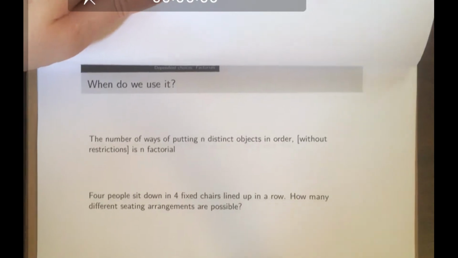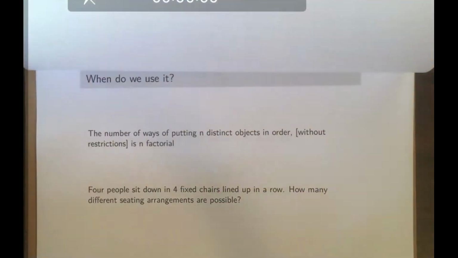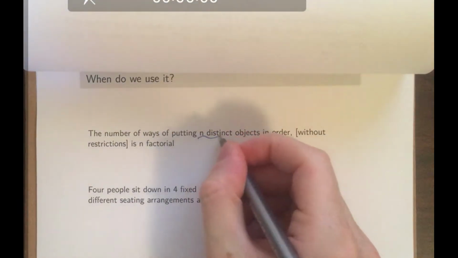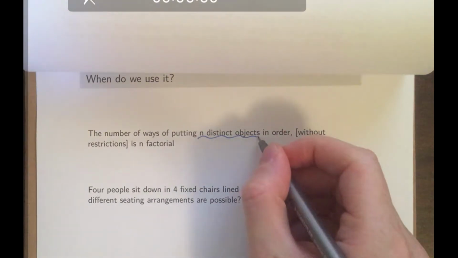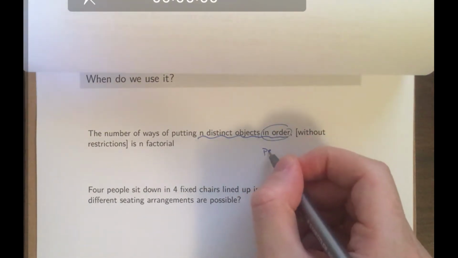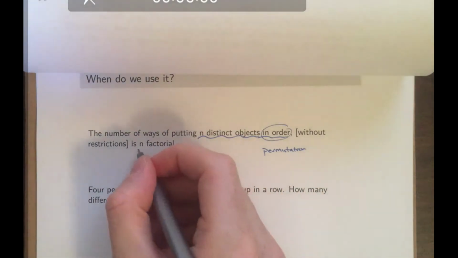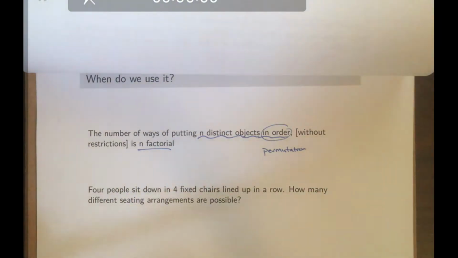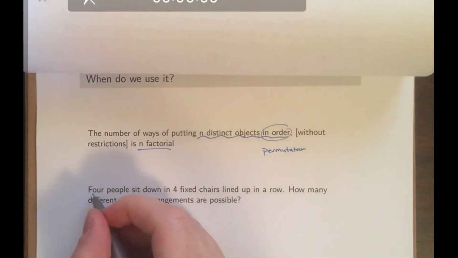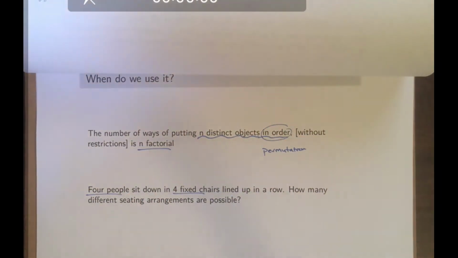So when do we use it? The number of ways to put n distinct objects in order. So that means permutation. Without restrictions is n factorial. Kind of a difficult sentence to understand, but we're going to see an example. 4 people sit down in 4 chairs. So you have 4 people, 4 chairs. How many different seating arrangements?